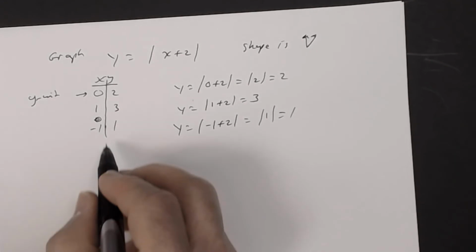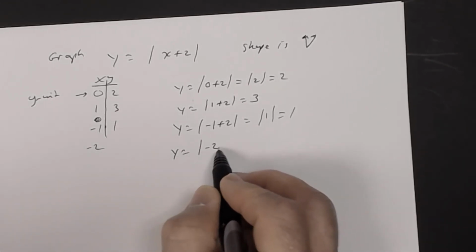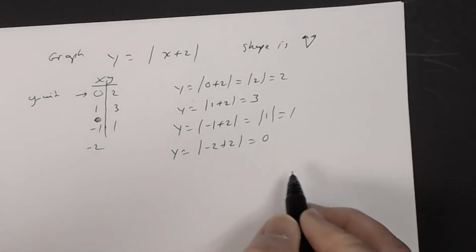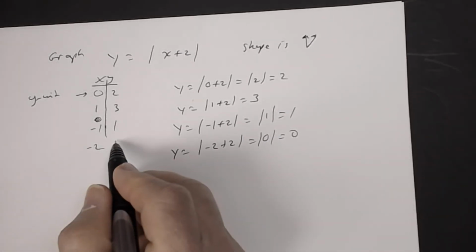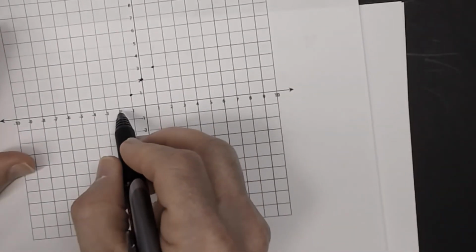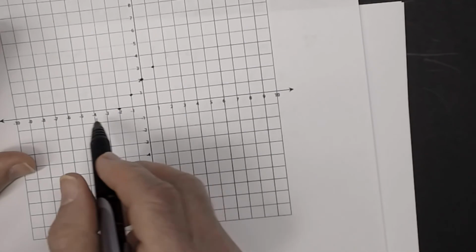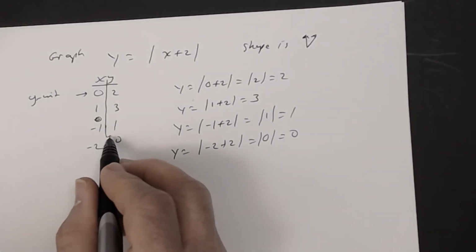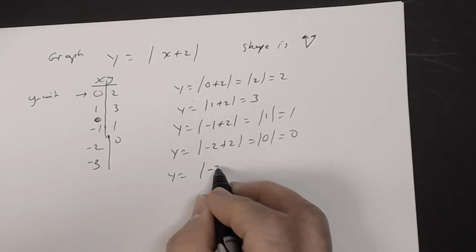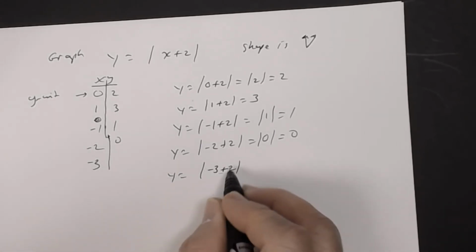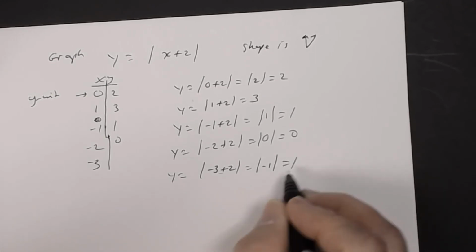Negative 2. If x is negative 2, I get y equals the absolute value of negative 2 plus 2, which is 0, which is the absolute value of 0, which is 0, right? So I'm going to plot the point negative 2, 0. Okay, so I get this. Let's continue on this side. Negative 3. If x is negative 3, I get y equals the absolute value of negative 3 plus 2. Now, negative 3 plus 2 is negative 1, and the absolute value of negative 1 is a positive 1.